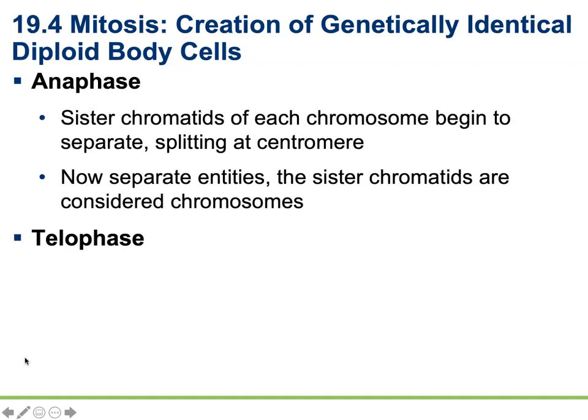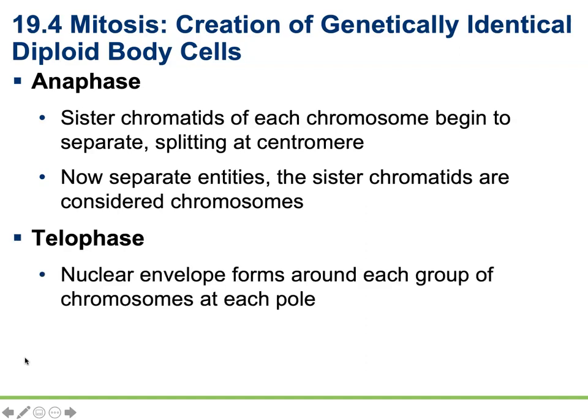The last phase is going to be telophase. In telophase, the nuclear envelope is going to form around each group of chromosomes at each pole. The mitotic spindle is going to disassemble, and we're going to see a complete separation, with two new nuclei forming around the two groups of chromosomes.